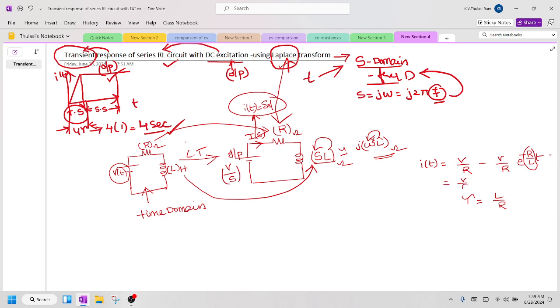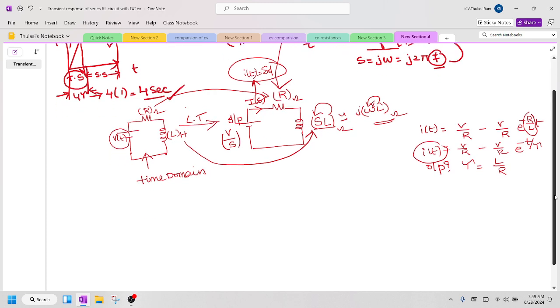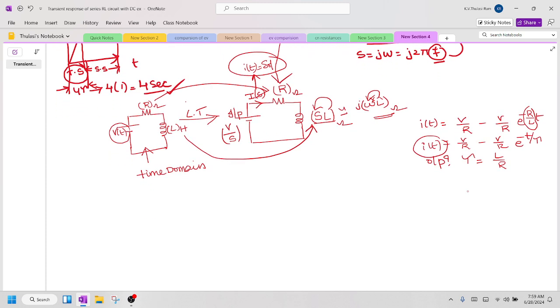This is V by R minus V by R e to the power minus t by tau. So this is the output current we need to derive by using this transformation. So just remember, we will discuss it in detail further. Okay, now let us see here. So we have got this. So now let's try to derive our expression.